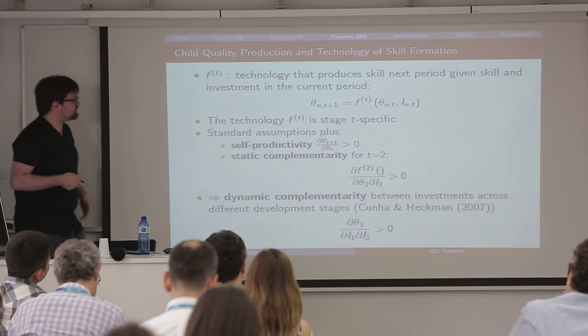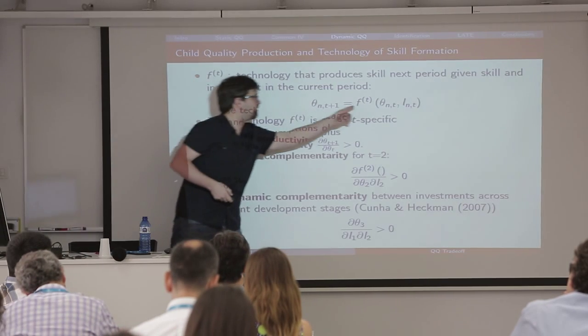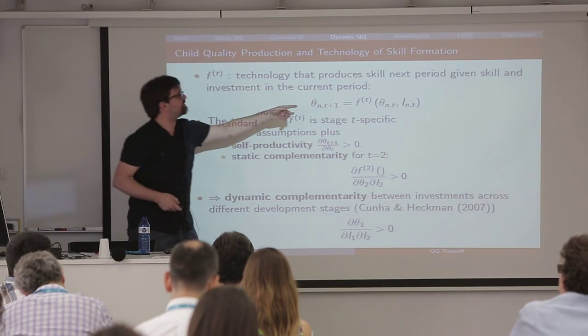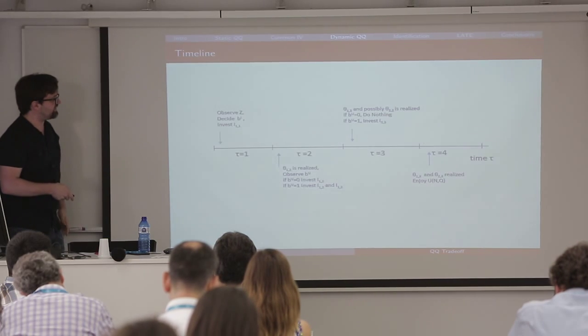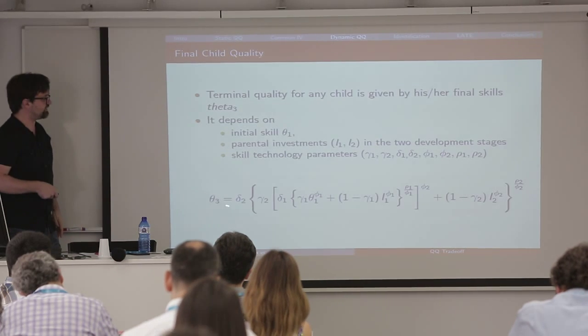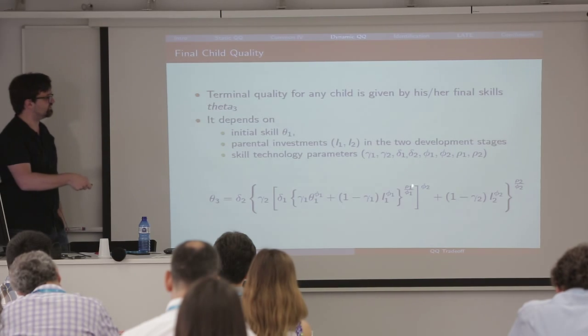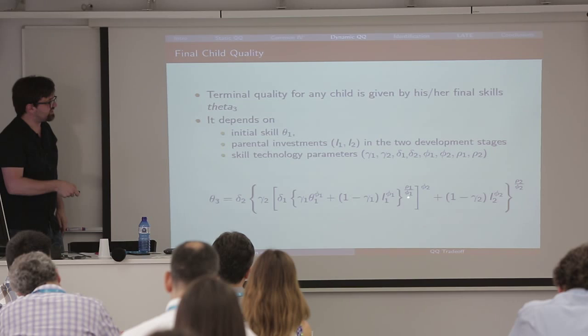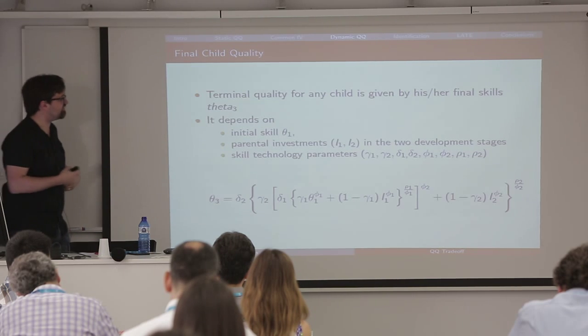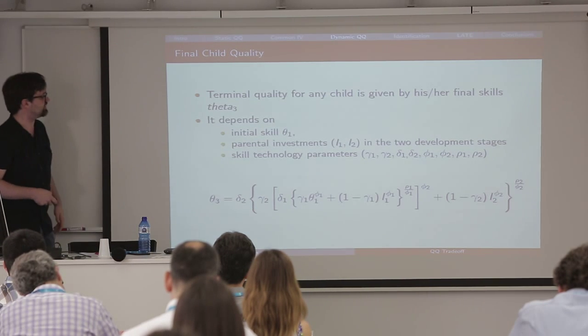So bottom line is this technology of skill formation I had shown you here. You can, for example, assume a CES that gives you all ranges of complementarities and substitutabilities between theta and I. And if you assume that, this is going to be the final level of quality theta 3 that you get, where all these gammas and deltas and phis and rhos are CES parameters. Each one is indexed by 1 or 2 because they are either the first stage or the second stage parameter technologies.